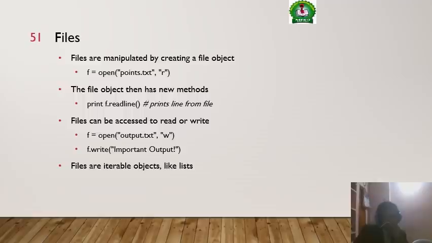So the file is a collection of information that can be manipulated. What is it called? File. Files have read mode, write mode, and append mode. In read mode, files are opened with the open function with the file name enclosed in double quotes, and files have methods: f dot readline means it will print the file, and files are opened in read or write mode.